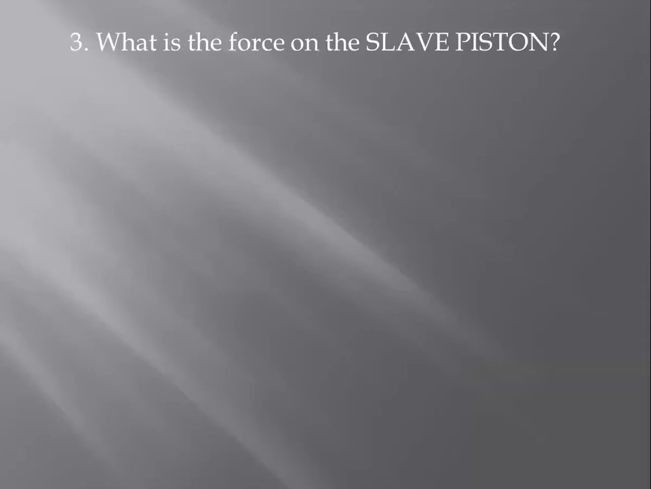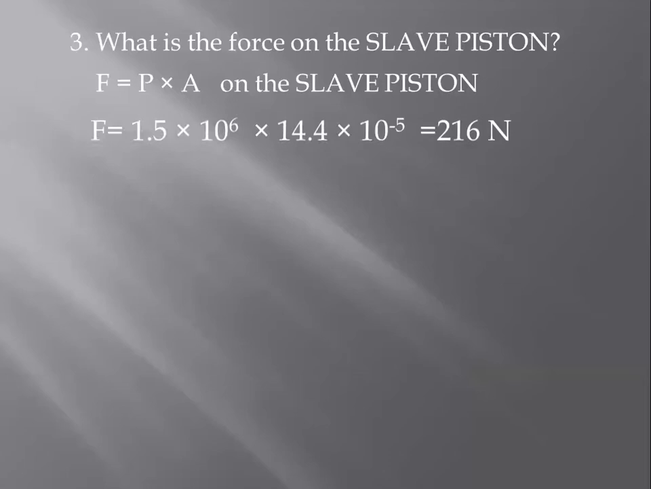Question 3, what is the force on the slave piston? Again, get our equation, which we've already rearranged from the previous question, F equals P times A, and this time we're working on the slave piston. You have to state whether you're working on the master piston or the slave piston. Sometimes you might write F1 equals P1 times A1 and F2 equals P2 times A2, just to make it clear what you're actually doing. As we're using words, slave piston and master piston, it's quite clear what forces and pressures we're talking about.